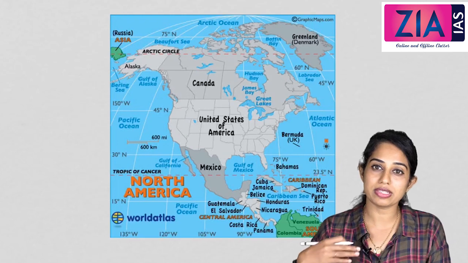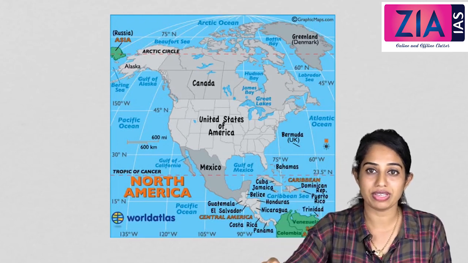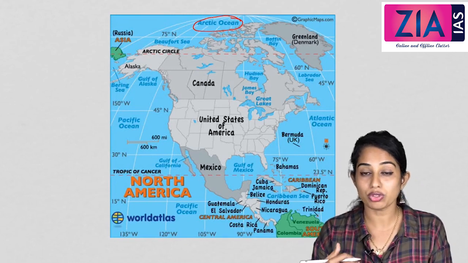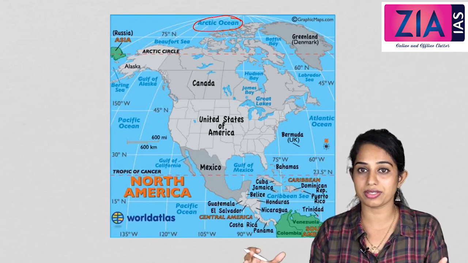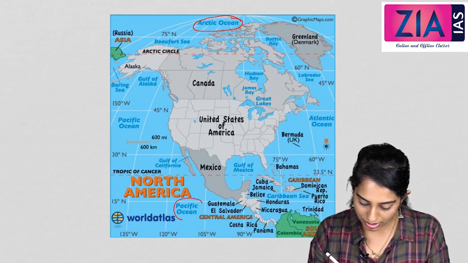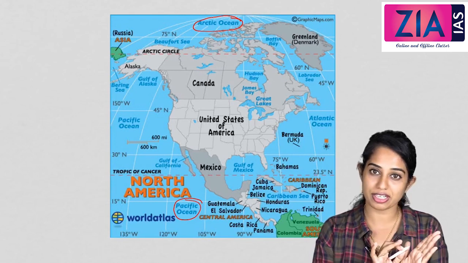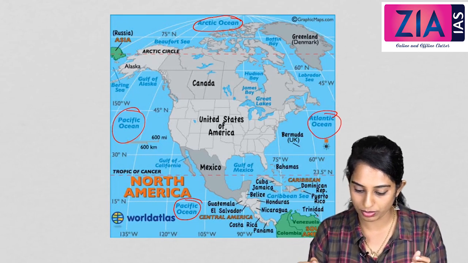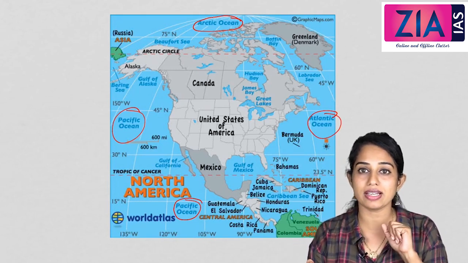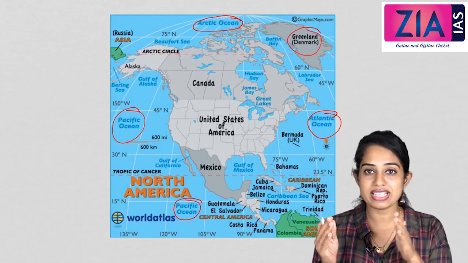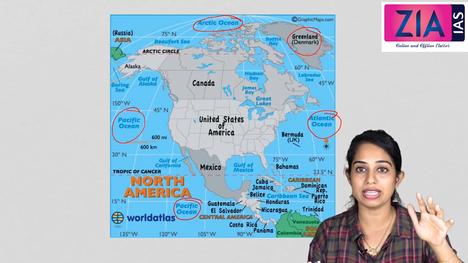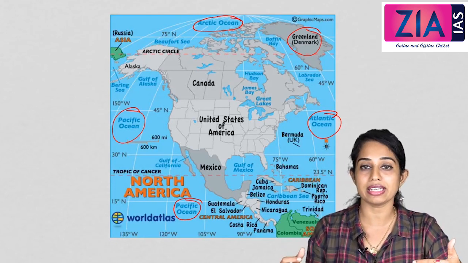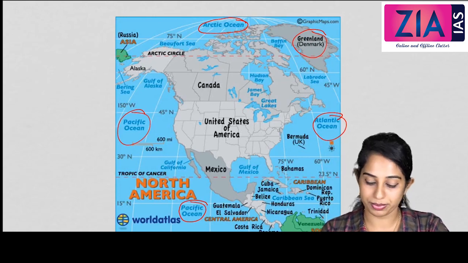So we know that towards the northern part of North America we have the Arctic Ocean. Towards the southern part we have the South Pacific Ocean, and towards the southeastern part we have Central America. Towards the western part we have the Pacific Ocean, and towards the eastern part we have the Atlantic Ocean. And we have told about Greenland. Greenland is a land which is physically attached to the American continent, but politically and administratively it is not under America, it is under Denmark. We will read about that in detail when we talk about Europe.